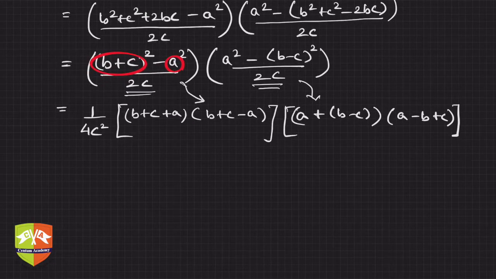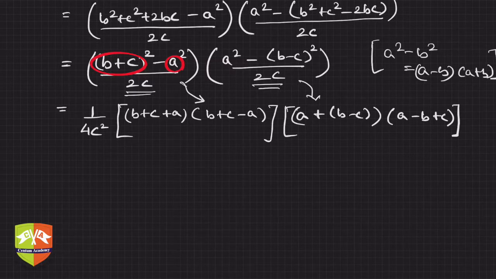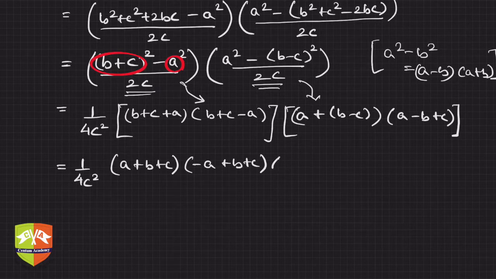Fair enough. If you have any trouble in understanding, I would suggest pause it for a minute and then look at the calculations carefully. You'll get it. So primarily what I'm using is A square minus B square is A minus B, A plus B. Okay. Now, again, this will be 1 by 4C square. So the terms are B plus C plus A, or let me just rewrite it in an arranged manner. So I can write it as A plus B plus C. Then this can be written as minus A plus B plus C, isn't it? Then this can be written as A minus B plus C and A plus B minus C.